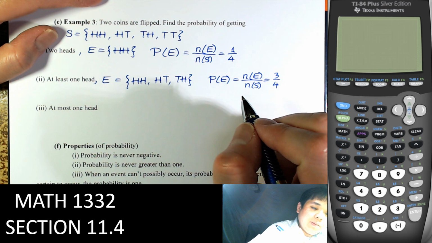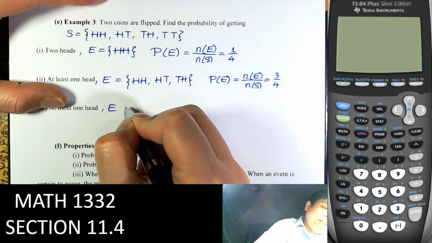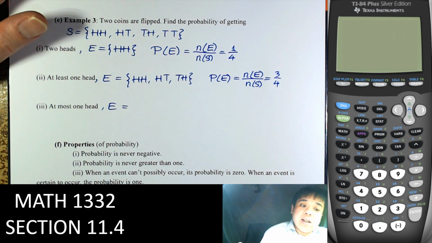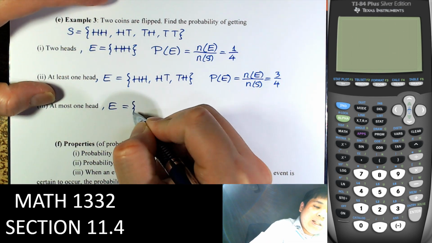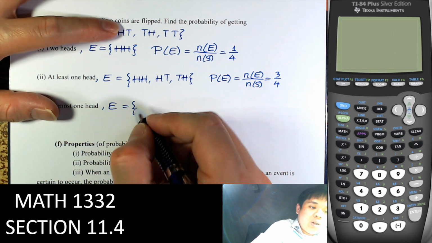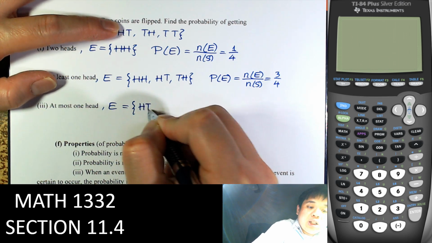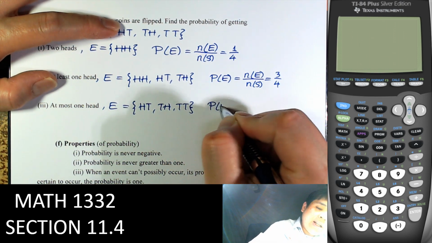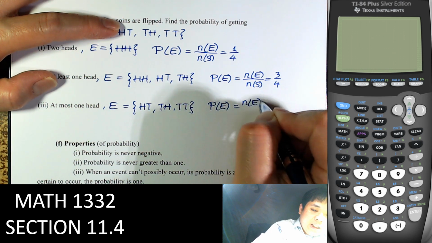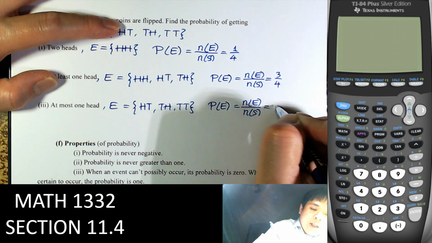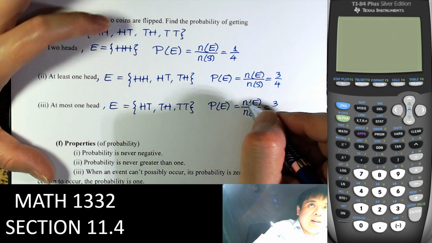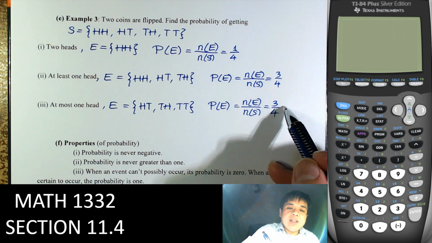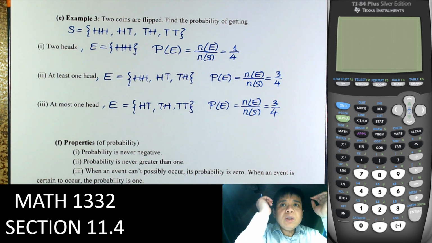Right. As I said, if we can list everything in the sample space and everything in the event, we can find the probability easily. Now at most 1 head, so 2 heads is too much. Head-tail, that 1 head is good. 1 head here is good. Tail-tail. So the probability of that again is 3 in that event and 4 in the sample space. Right. Of course, we can write this as 75%, but 3 over 4 is good.